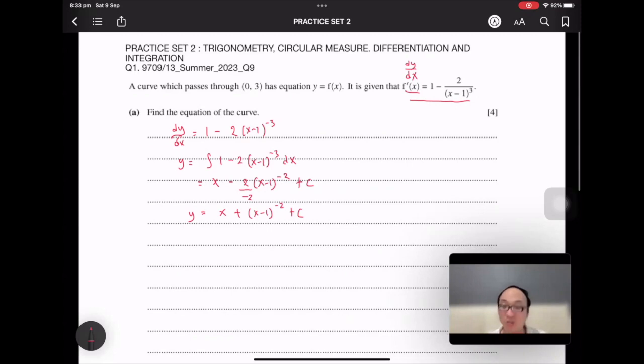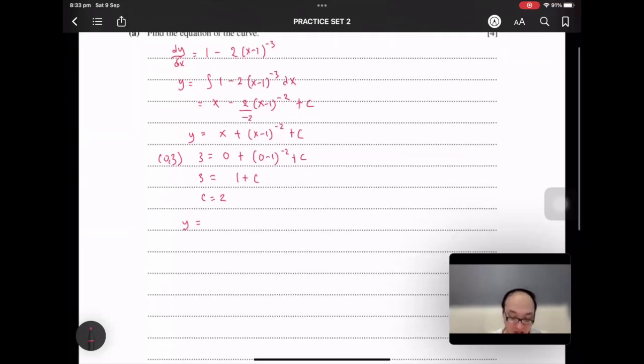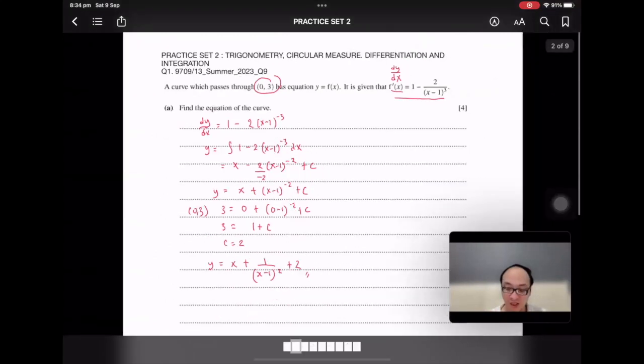And then we have to find c by replacing the coordinates (0, 3). So 3 = 0 + (0 - 1)^(-2) + c. So 3 = 1 + c, c = 2. So that means the equation will be x + 1/(x - 1)^2 + 2. That's for number 1a.